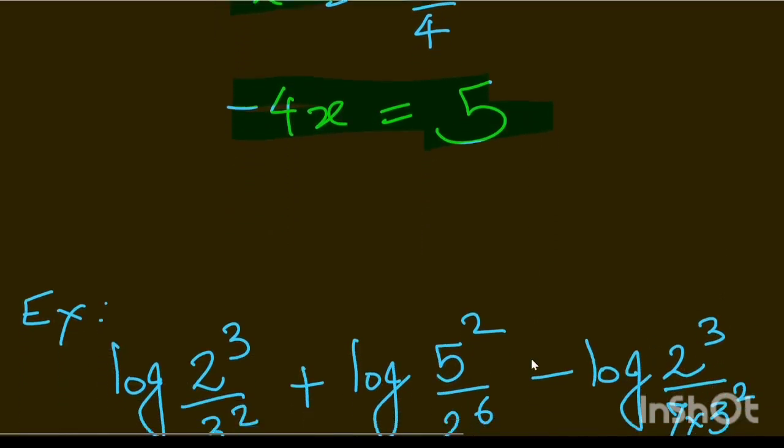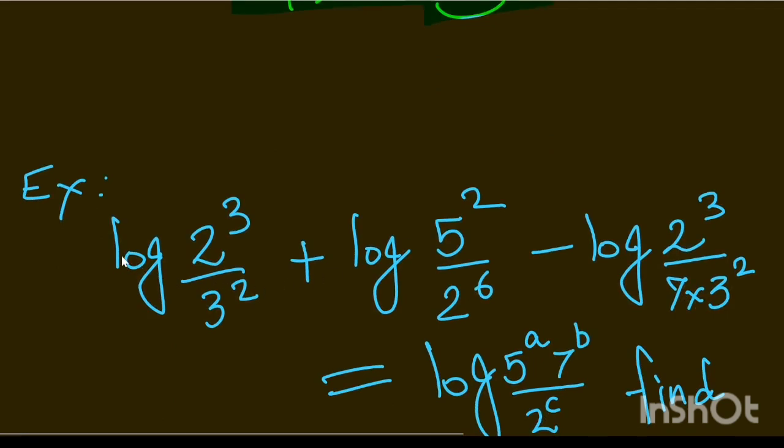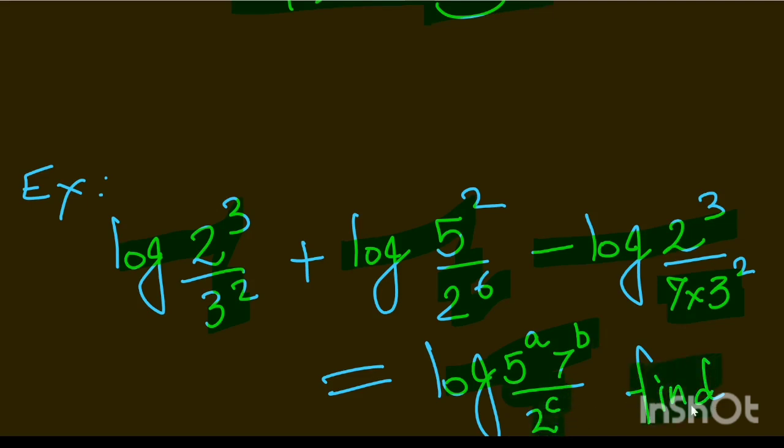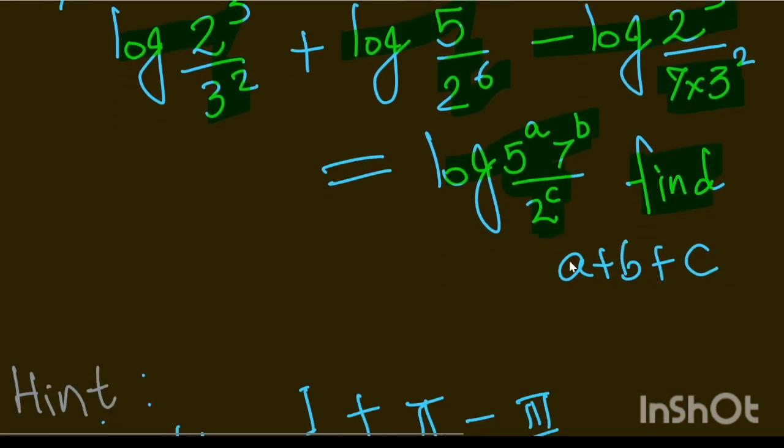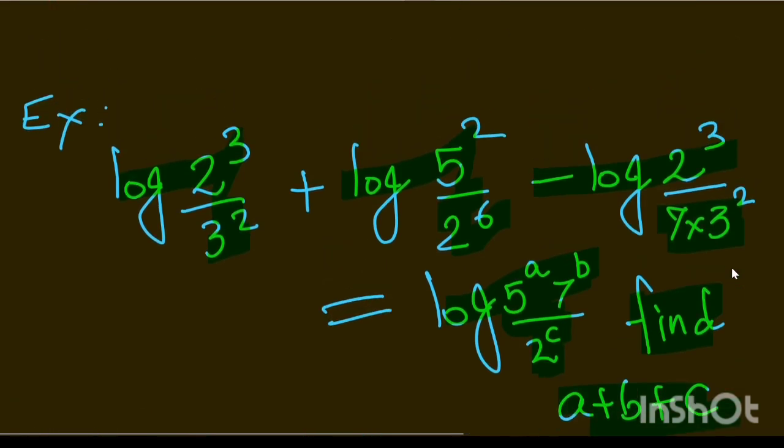Taking another example, log 2 cube by 3 square plus log 5 square by 2 to the power 6 minus log 2 cube by 7 into 3 square equals log 5 to the power a, 7 to the power b, 2 to the power c. So find the value of a plus b plus c. How can we approach this, guys? Obviously we need to solve the LHS, and when we solve it, it will come in the form of the powers of 5, 7 and 2.